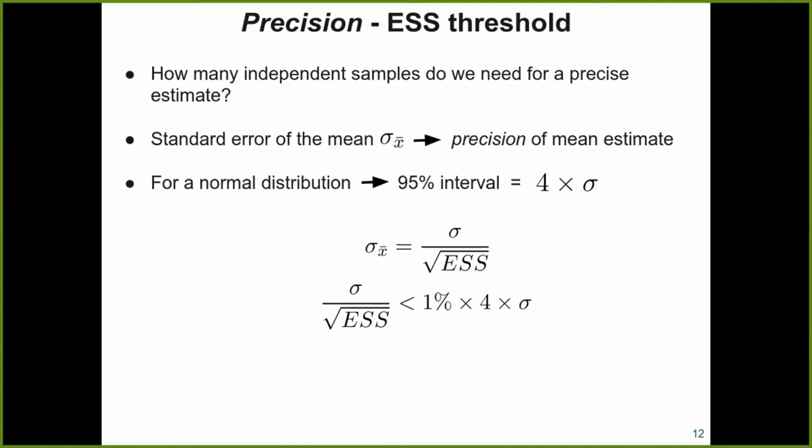So we base that on the standard error of the mean, which is a measure of precision of the mean estimate. And if we consider a normal distribution, the 95% interval corresponds to 4 times sigma. And if we establish that the standard error of the mean has to be smaller than 1% of the 95% interval, we end up with an ESS of at least 625.